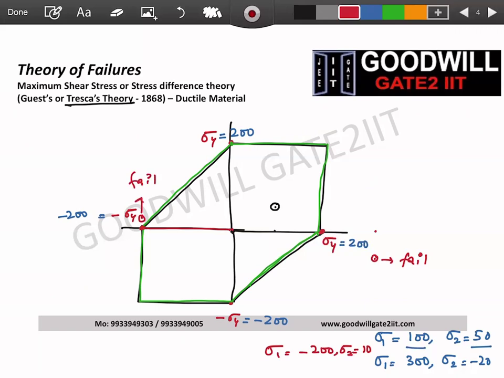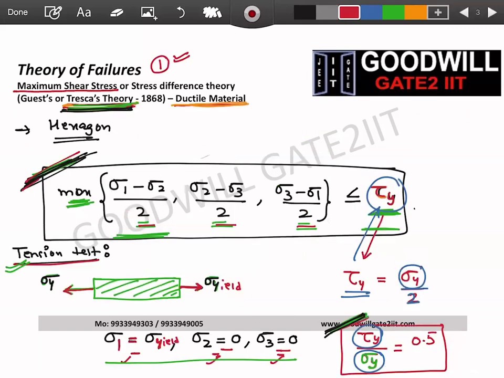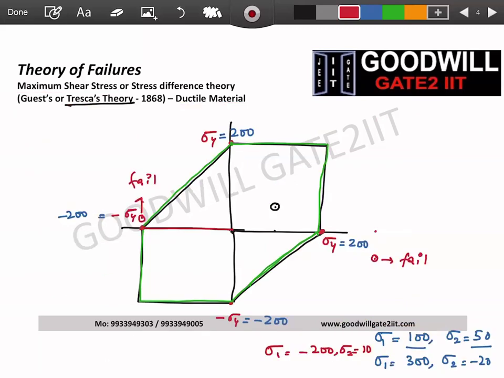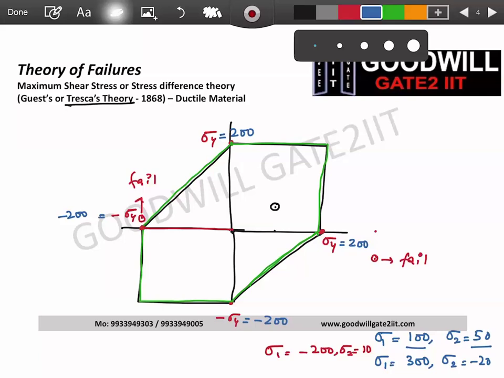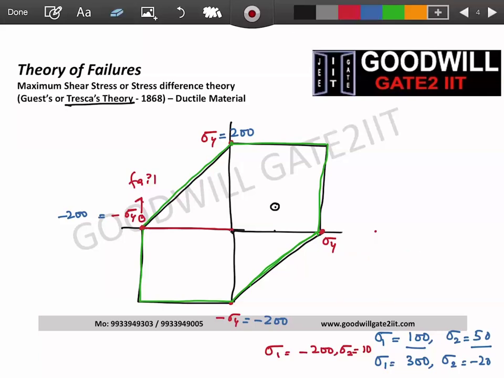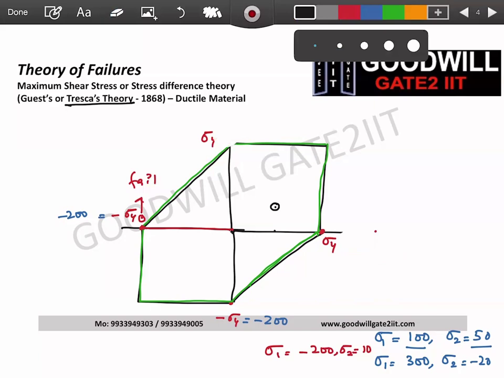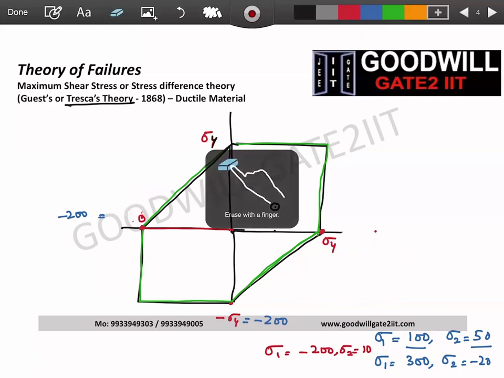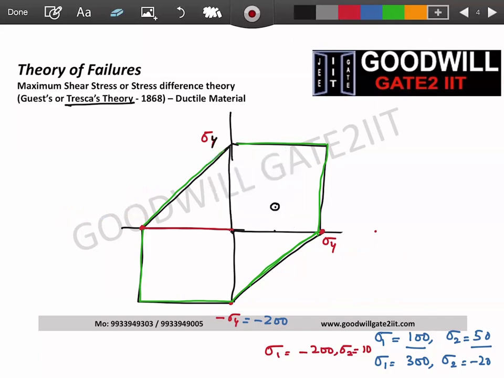So Tresca says, this is my equation. If you plot it, it will look like a hexagon and you will be absolutely safe. And guys, again, this 200 was just an example. Please don't think it's an absolute value. All right. It totally depends upon the material. I have just simply given the material property as 200, but it can be anything.